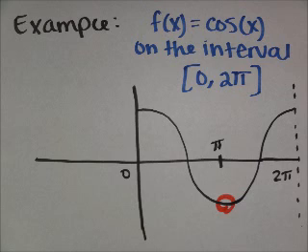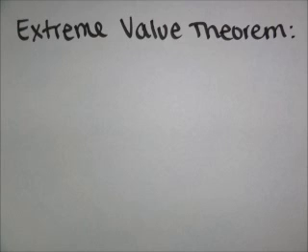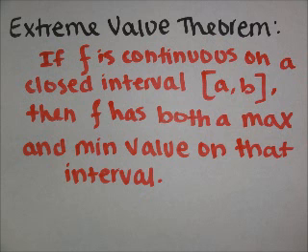Another theorem that we learned from section 4.1 is the extreme value theorem, an extremely important theorem which we use to find the extreme values of a function when we are given the function. The extreme value theorem states that if f is continuous on a closed interval a, b, then f has both a maximum and a minimum value on the interval.